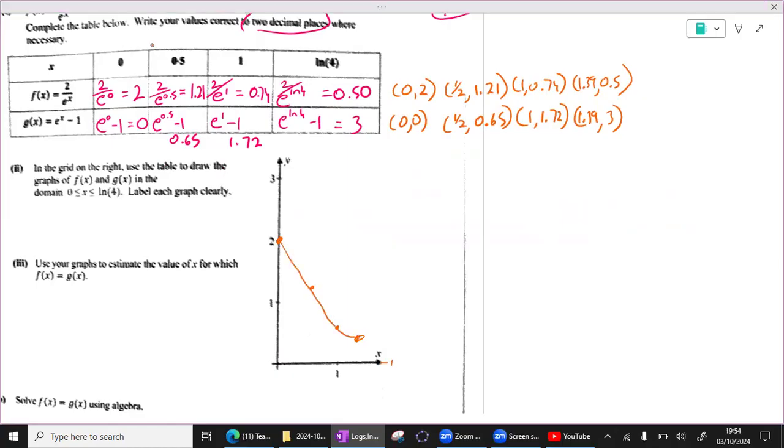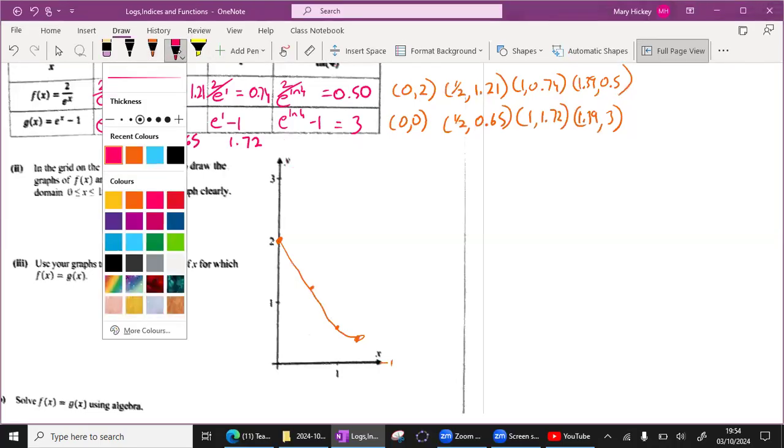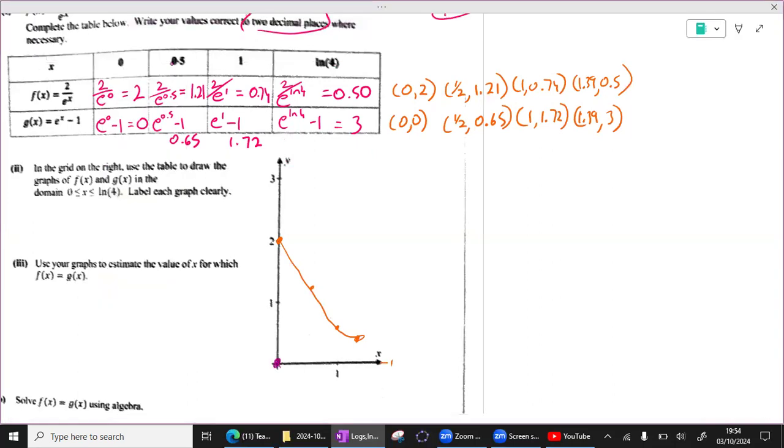Then the other one, and it's not a straight line. I think there was 1 or 2 people who drew kind of a straight line. So just be careful there. The other graph then is 0, 0, a half 0.65, 1 and 1.72, and then 1.39. So this one, again, it's not a straight line, it's slightly curved there. But anything within reason, 5 marks.